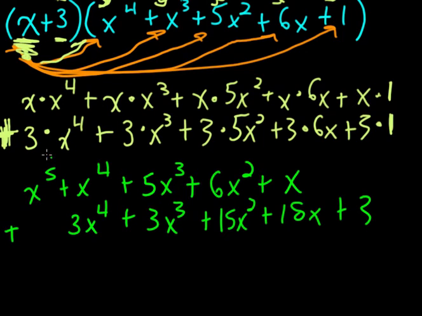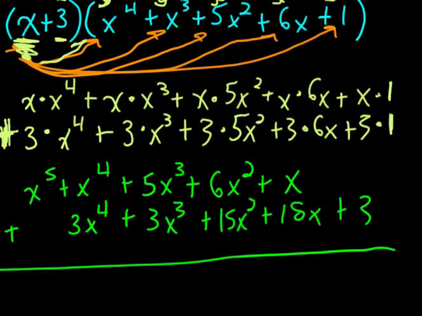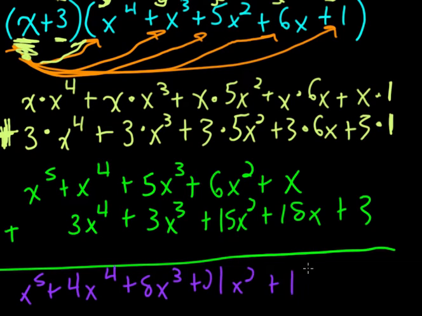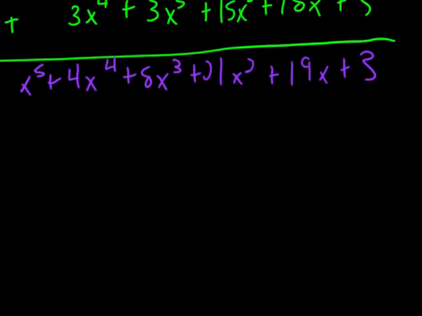So I did my multiplication, simplifying these two lines, collect like terms, one more color change. So x to the 5th plus 4x to the 4th plus 8x cubed plus 21x squared plus 19x plus 3. That's a lot. But the process is repeatable. We take each term and make sure it gets multiplied by the other polynomial's terms one by one.